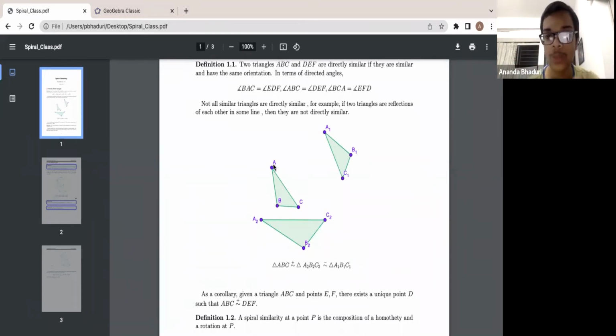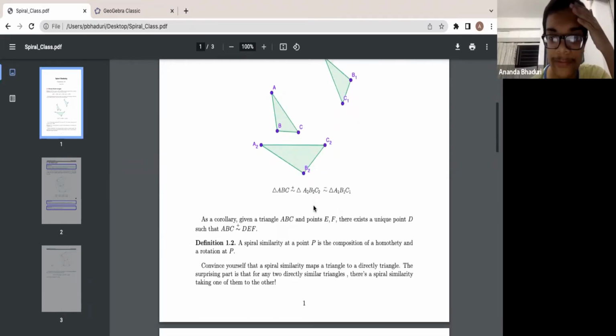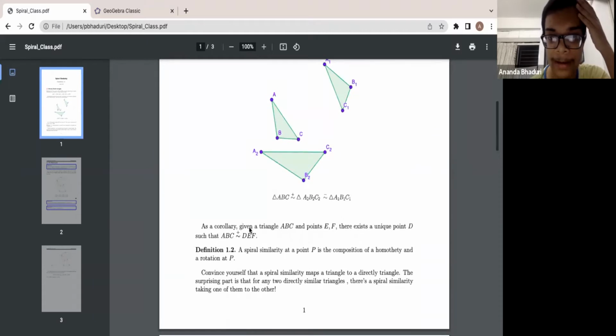But one more thing. This is equivalent to showing that there is a spiral similarity taking AC to A2C2. Do you see why? If a spiral similarity takes A to A2 and C to C2, why must it take B to B2? Yeah, because of the similar triangles, because they preserve directed angles.